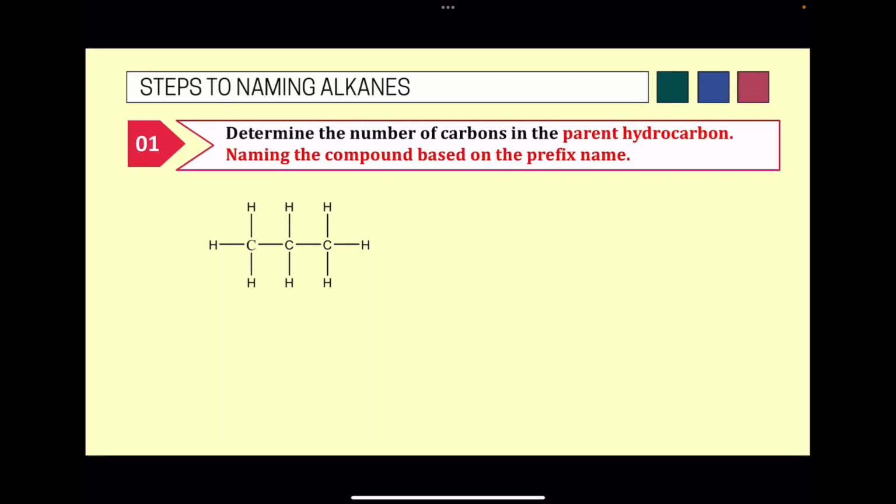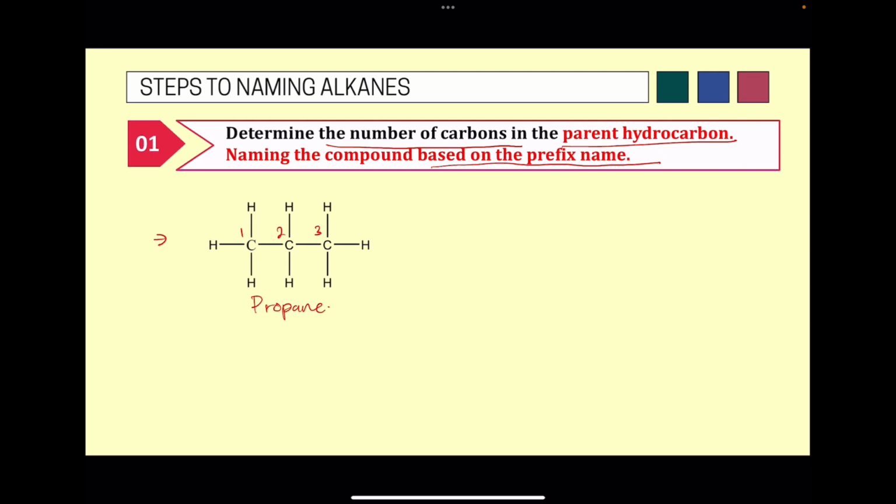Okay, we look into the steps to naming the alkanes. The first step is to determine the number of carbon in the parent hydrocarbon, naming the compound based on the prefix name. So which means bila kita dapat satu compound ni, kita perlu count the total carbon pada linear structure. Then daripada sana baru kita boleh determine the prefix name for that compound. For example, kita tengok for the first compound dekat sini kita ada 1, 2, 3 carbon. So for 3 carbon kita boleh namakan dia sebagai propane. So the name of this compound is propane.